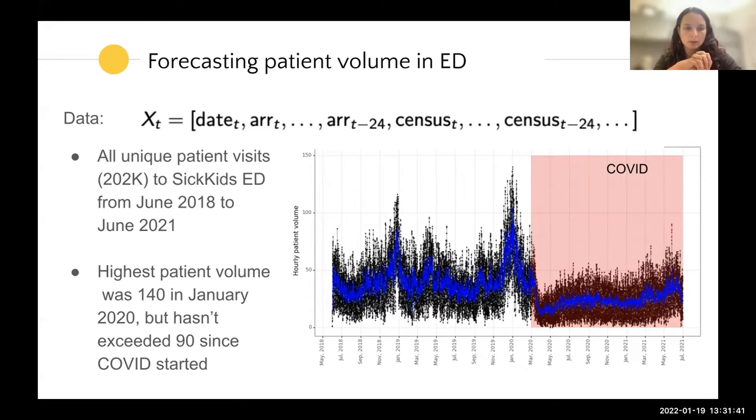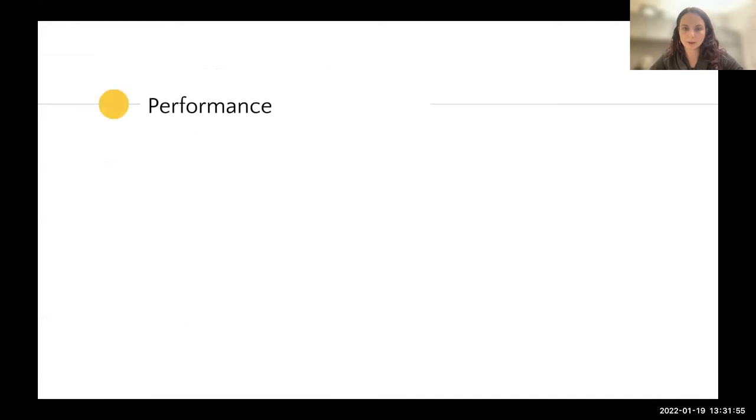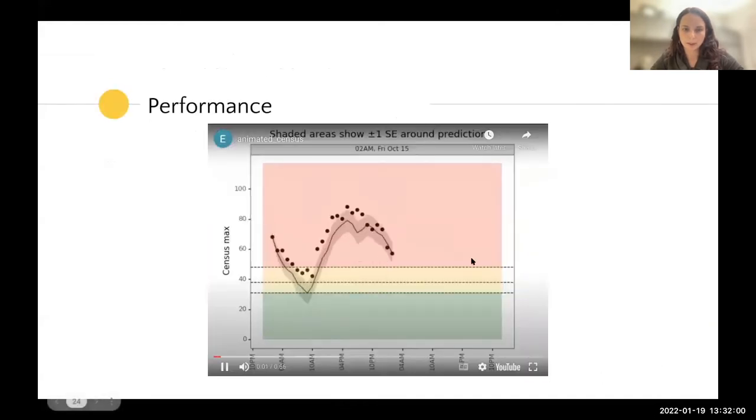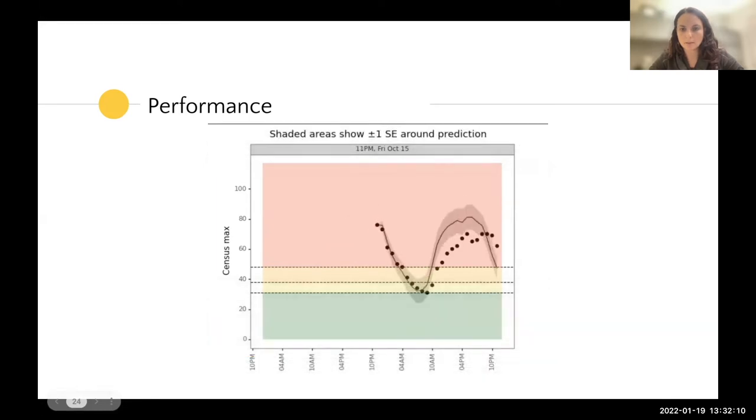So we had 200,000 SickKids emergency visits, information over the last 3 years. And we used all of this data to devise a system that would make a prediction. And here you can see in the dots are the observed patients, and the line is the prediction. And actually, this is running real time.